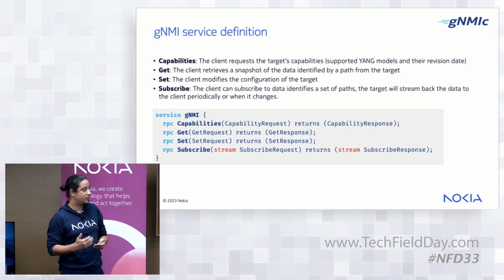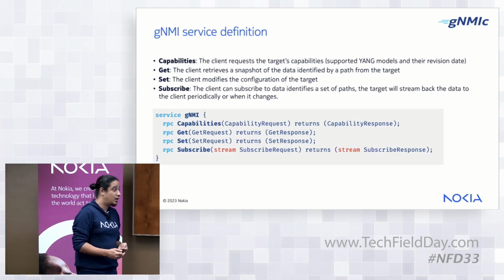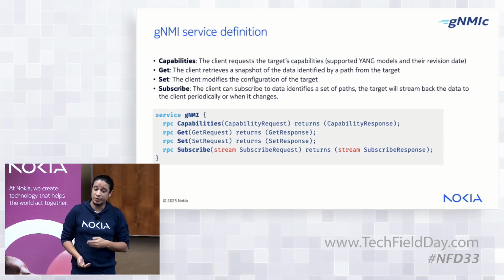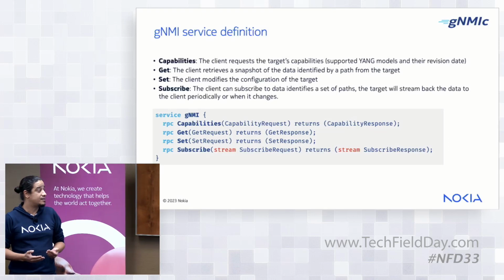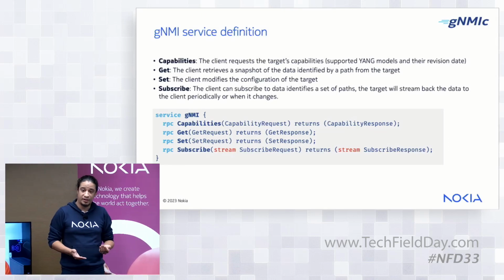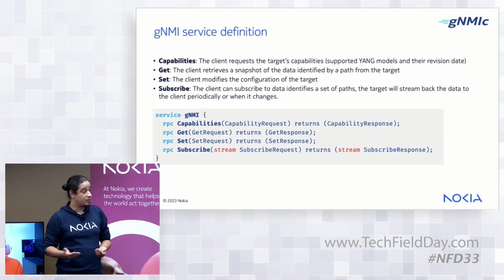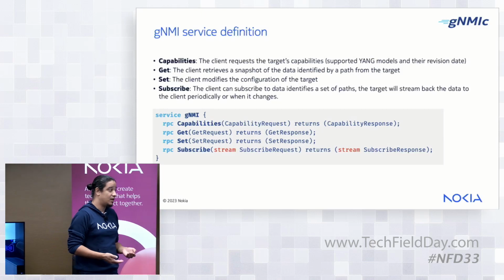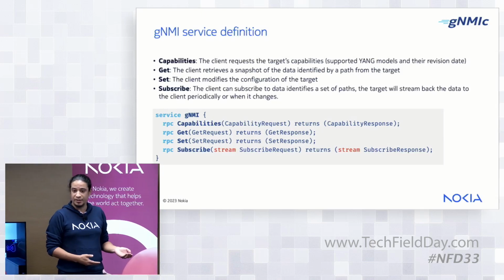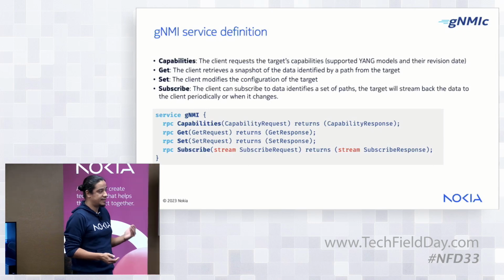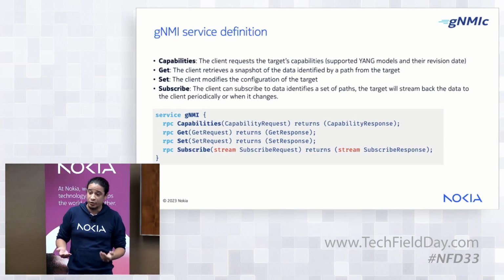The first 3, capabilities, get and set, are what we call unary RPCs. To each request, you will get only 1 response, while the subscribe RPC is a bidirectional streaming RPC, meaning that a client can send multiple requests and expects 1 or more responses. The subscribe RPC allows you to achieve what we call streaming telemetry using gNMI, while capabilities, get and set are just for your configuration management.